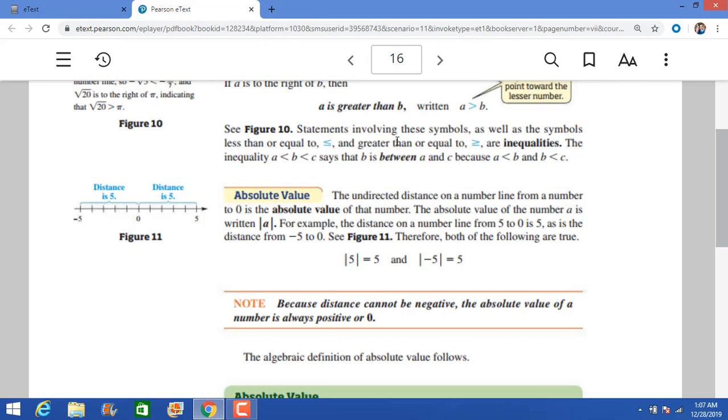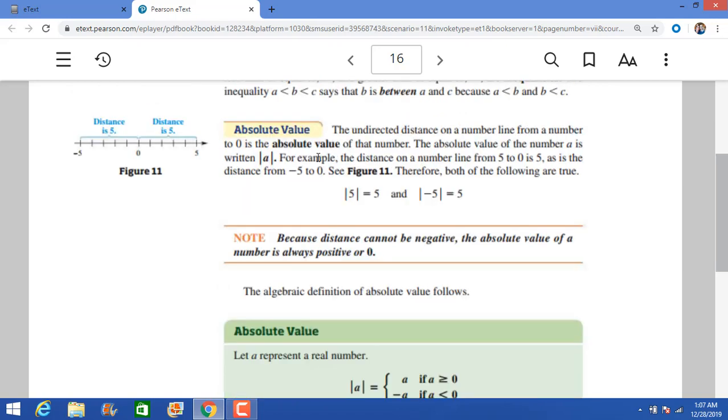Okay, so now, statements involving these symbols as well as the symbols of less than or equal to and greater than or equal to are called inequalities. The inequality a is less than b is less than c means that b is between a and c, because a is less than b and b is less than c. Okay, see how that works?